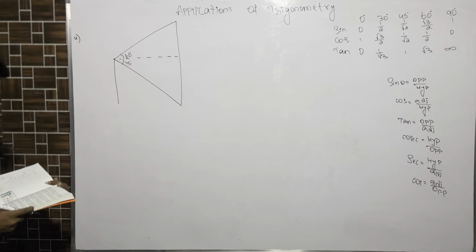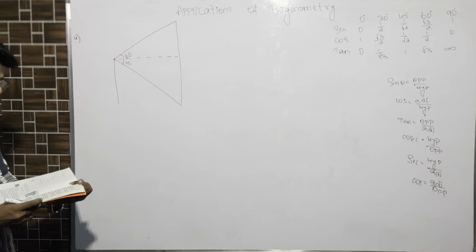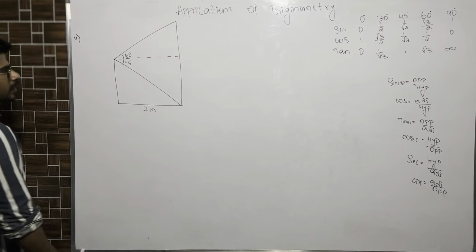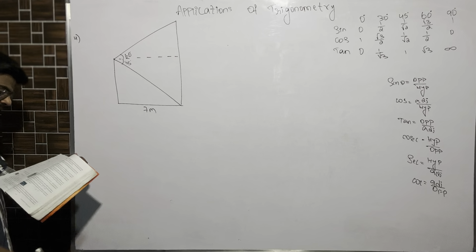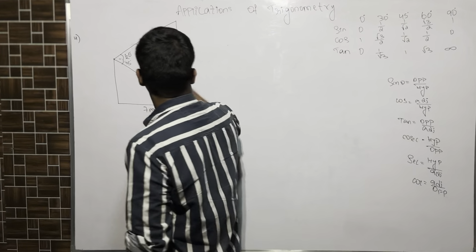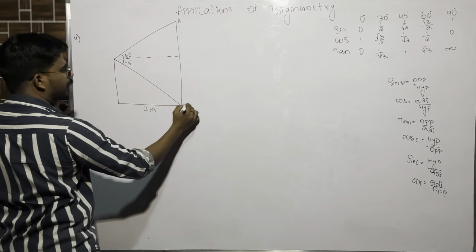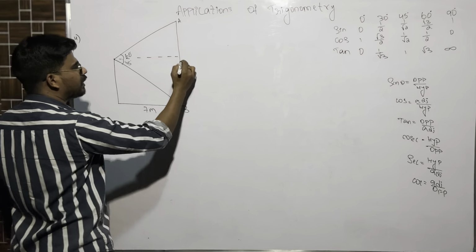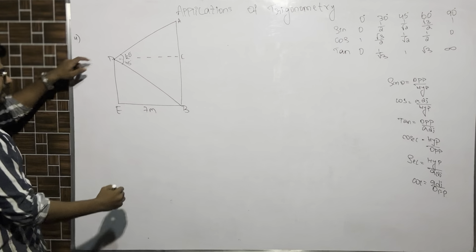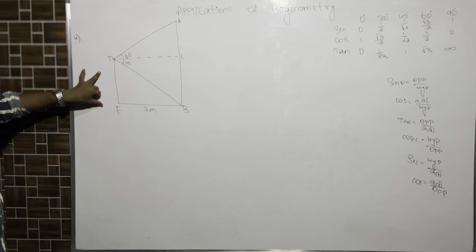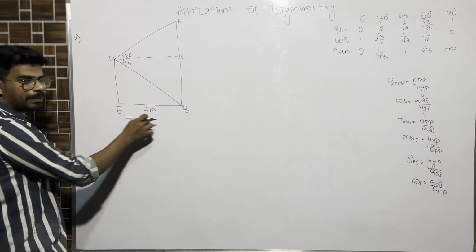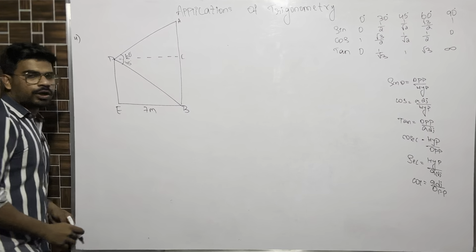Next, the distance of the building from the foot of the tower is 7 meters. We have to find the height of the tower. This is the total height. This part AB is the height of the tower. Let us take one intermediate point C. A, B, C, D and E. DE is the height of the building. 7 meters is the distance between the foot of the tower and the foot of the building. AB is the height of the tower.